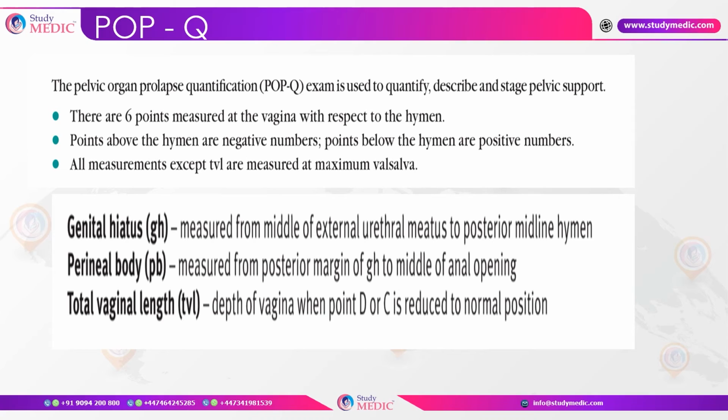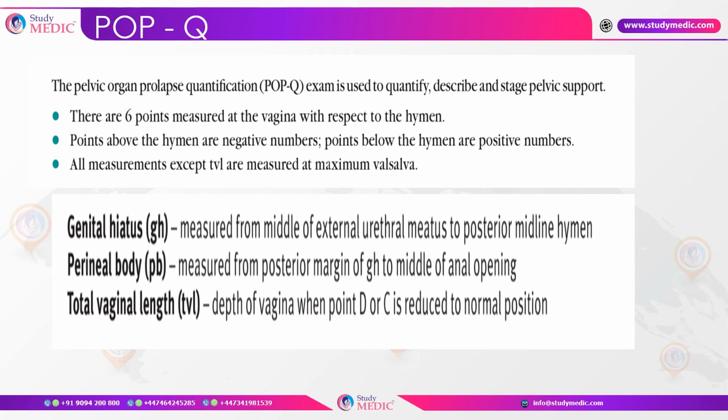Now next, coming to POPQ, the pelvic organ prolapse quantification system. You will get questions on this. Basically, in the POPQ there are 6 points that are measured at the vagina with respect to the hymen. Any point that is above the hymen has a negative number, and anything below the hymen has a positive number. All the measurements are made at maximum Valsalva except the total vaginal length.